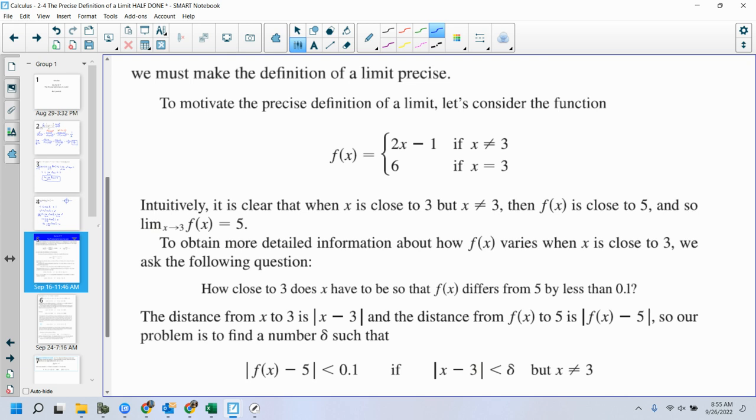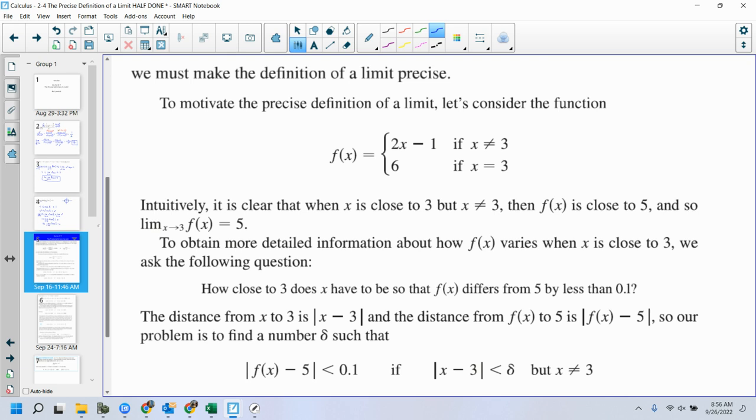And we know as long as x is not equal to 3, it's going to use the rule of 2x minus 1. Now, to obtain more detailed information about how f of x varies when x is close to 3, we ask this question. How close to 3 does x really need to be so that the function differs from 5 by less than 0.1?